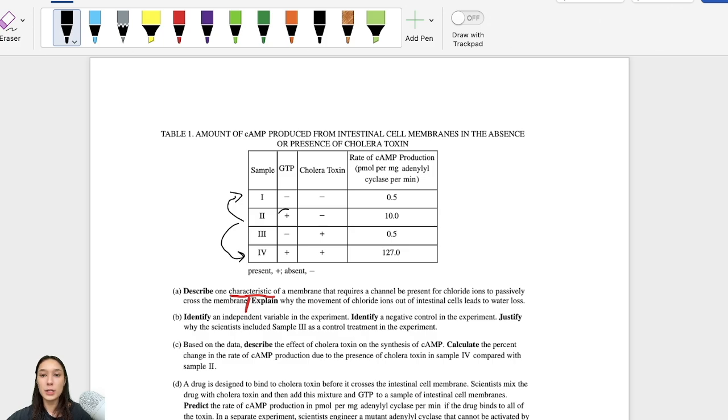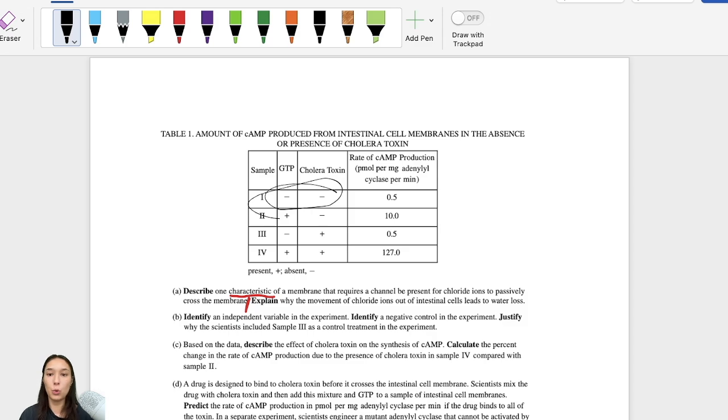So if it's positive here and negative here, you can see the effect that just the addition of cholera toxin has. So this means with GTP, it's 10. With GTP and cholera, it's 127. Okay, and same thing goes for number 3. You're looking at, again, no GTP versus having cholera toxin, and you can compare all of these. This one's like the double negative.